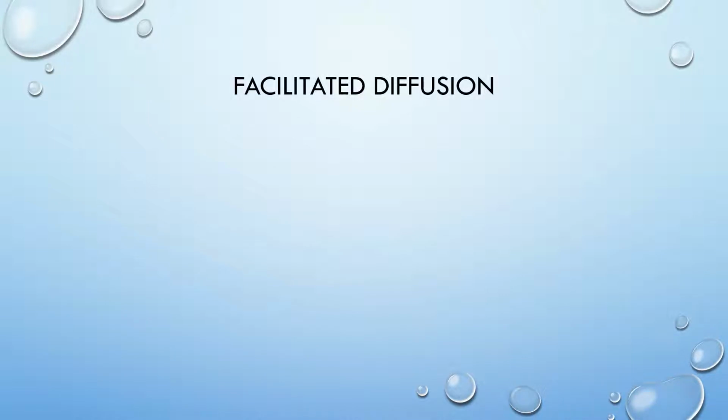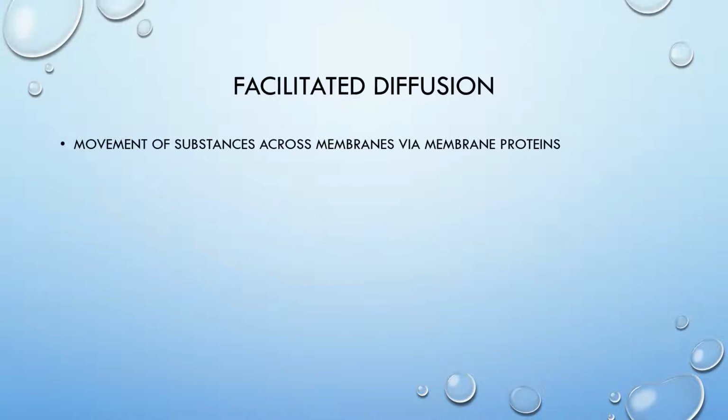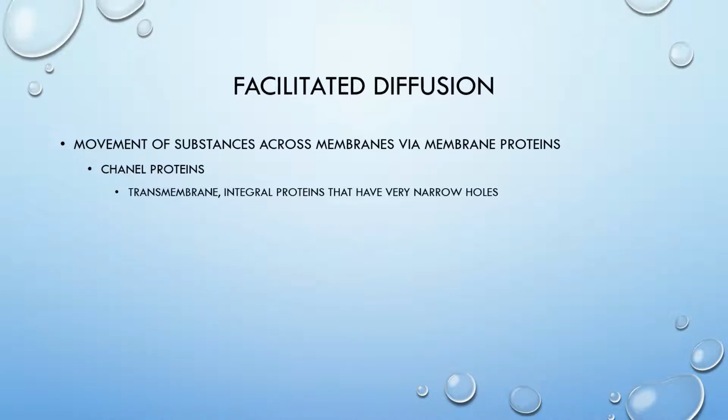Another type of passive transport is facilitated diffusion. Facilitated diffusion refers to the movement of substances across membranes through membrane proteins. There are a few examples of membrane proteins. One will be channel proteins. Channel proteins are transmembrane integral proteins that have very narrow holes.